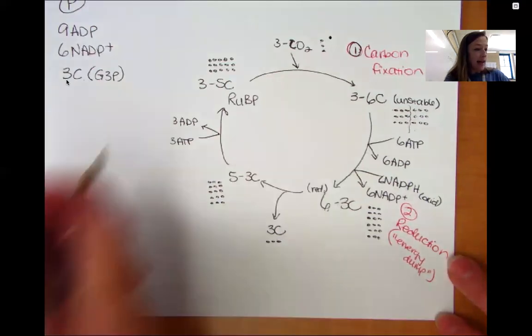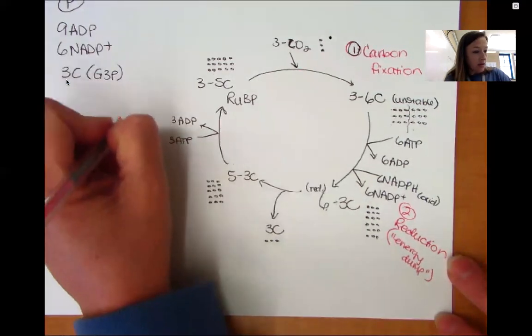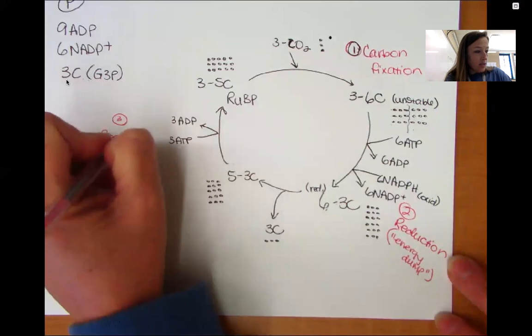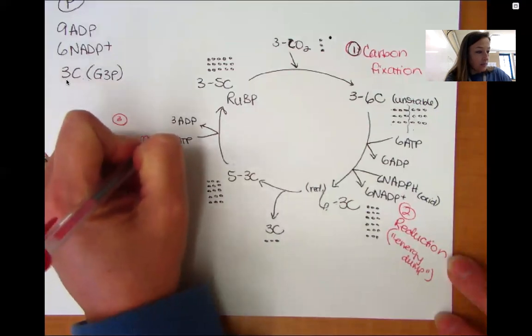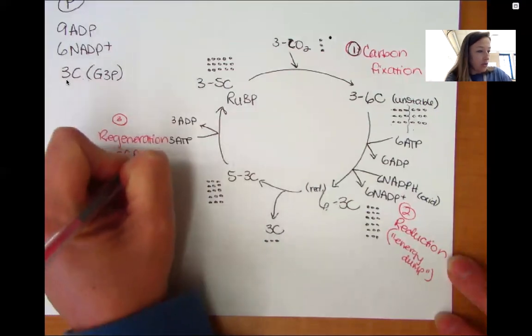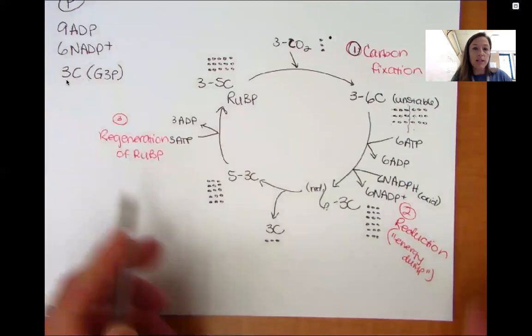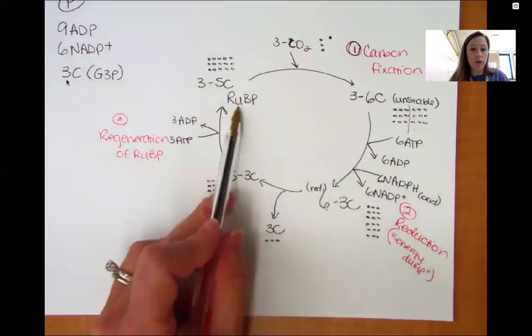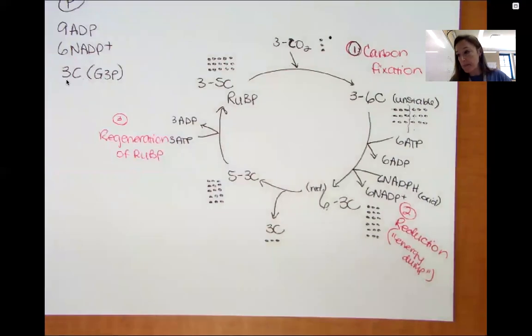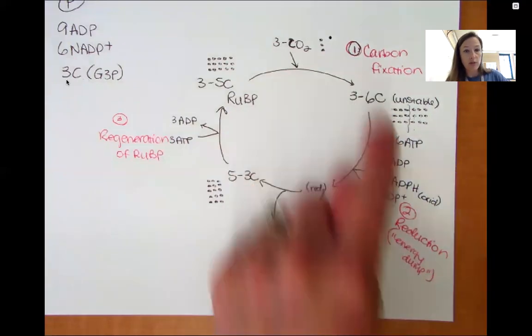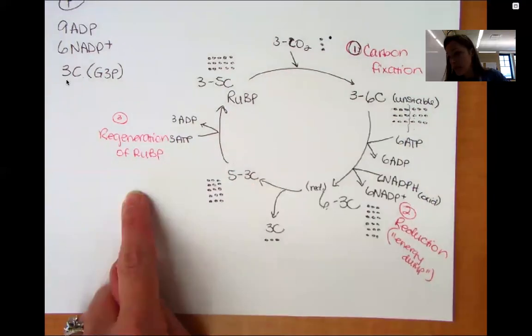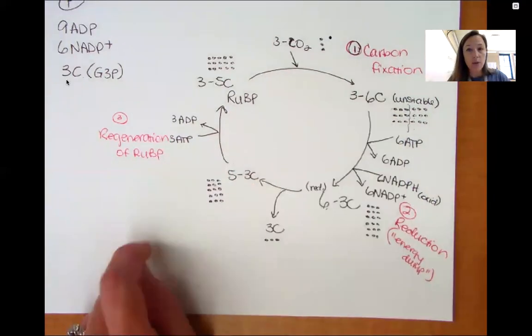And so this last step, this 3rd step, is the regeneration of RuBP. So we've got to regenerate or remake these 5 carbons as RuBP so that we can keep going. All right, so it says I can list the 3 steps or phases of the light-independent reactions: carbon fixation, reduction, regeneration of RuBP.